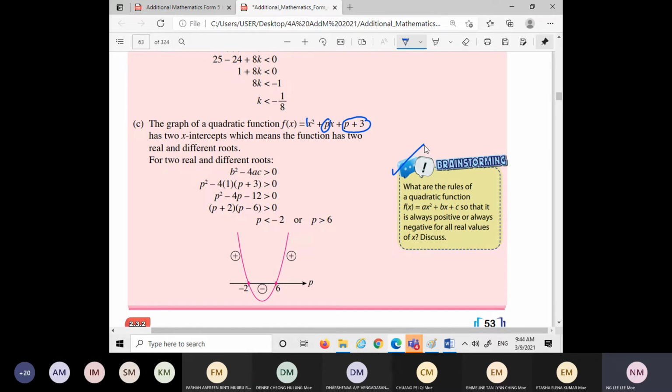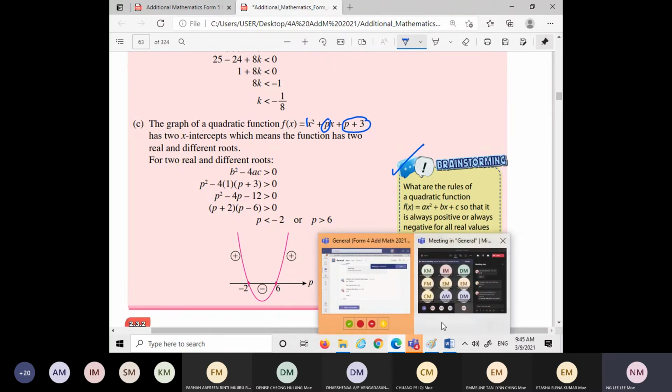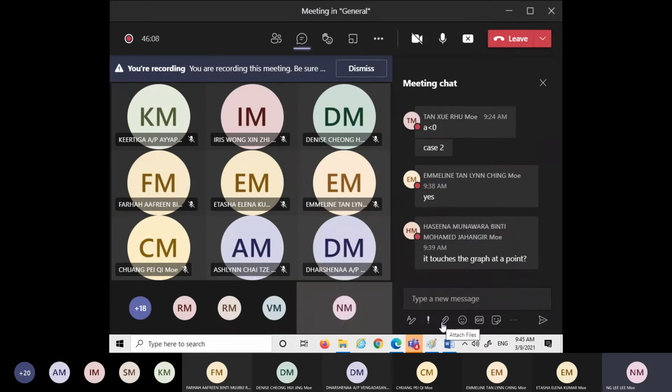Okay, can anyone answer these questions? What are the rules of a quadratic function, so that it is always positive or always negative for all real values of x? Anyone want to try? Okay, so what rules do you have? You can refer to the conclusion just now, that table just now. Always positive or always negative.